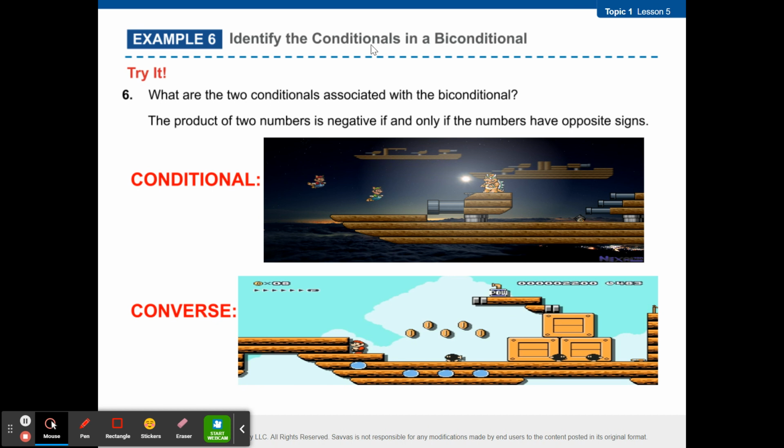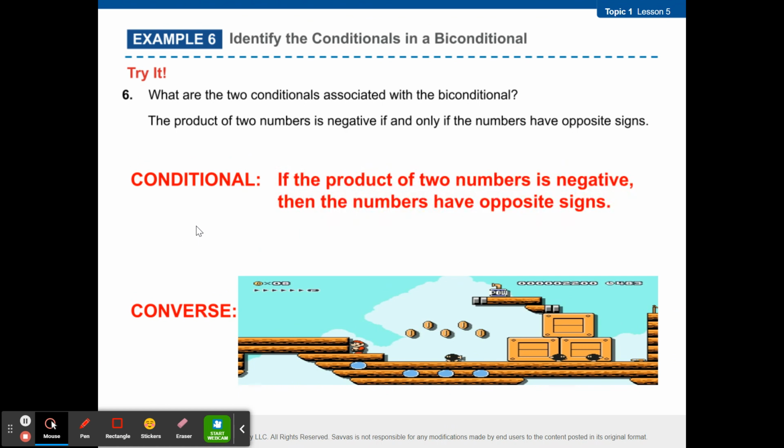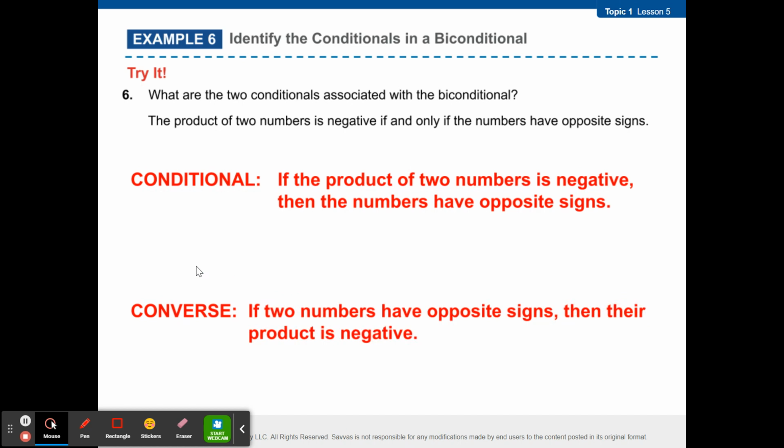Okay. All right. Who's got the conditional? Go ahead. If the product of two numbers is negative, then the numbers have opposite signs. Perfect. If the product of two numbers is negative, then the numbers have opposite signs. How about the converse? Go ahead. If numbers have opposite signs, then the product is negative. Perfect. If two numbers have opposite signs, then their product is negative. Any questions so far?